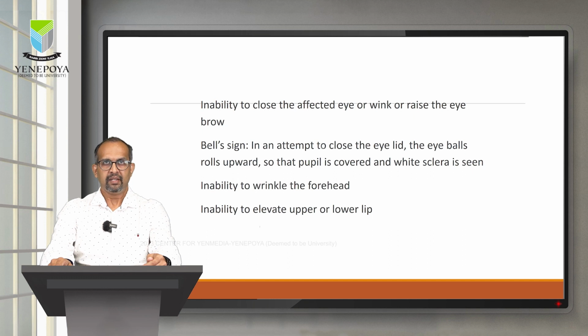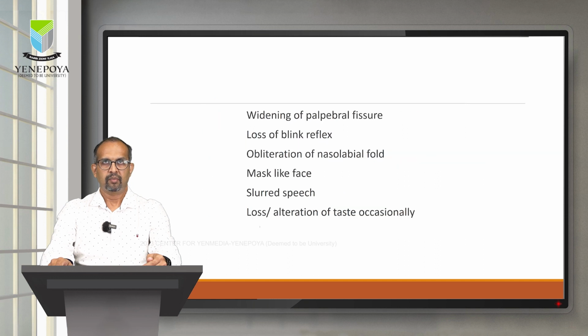And what is Bell's sign? In an attempt to close the eyelid, the eyeball rolls upward so that the pupil is covered and the white sclera is seen. This phenomenon is called Bell's phenomenon, also mentioned as Bell's sign. There is inability to wrinkle the forehead, and inability to elevate the upper or lower lip. These are all typical features of Bell's palsy. Widening of the palpebral fissure, loss of blink reflex, obliteration of the nasolabial fold, mask-like face, slurred speech, and loss or alteration of taste are occasionally seen.